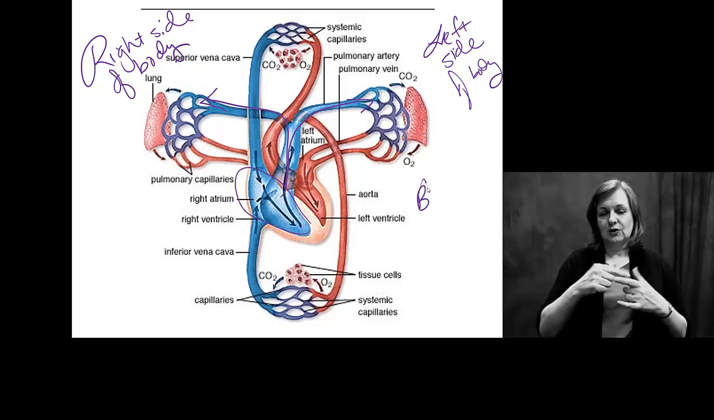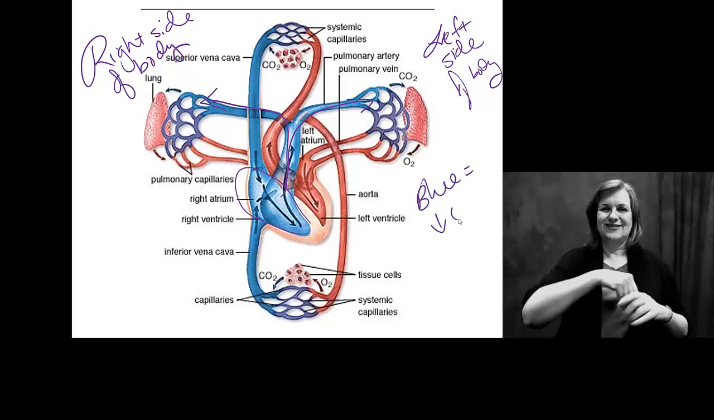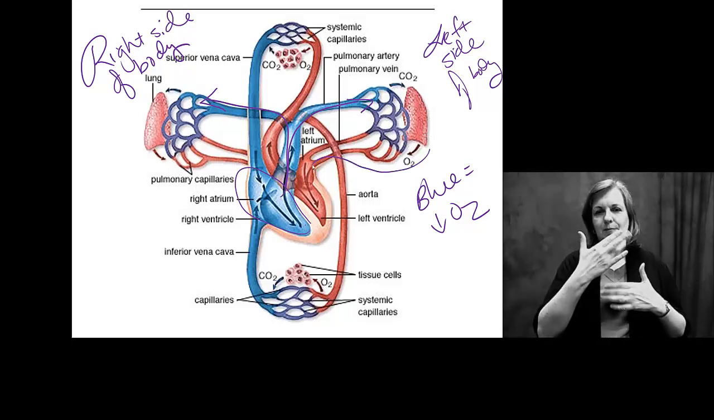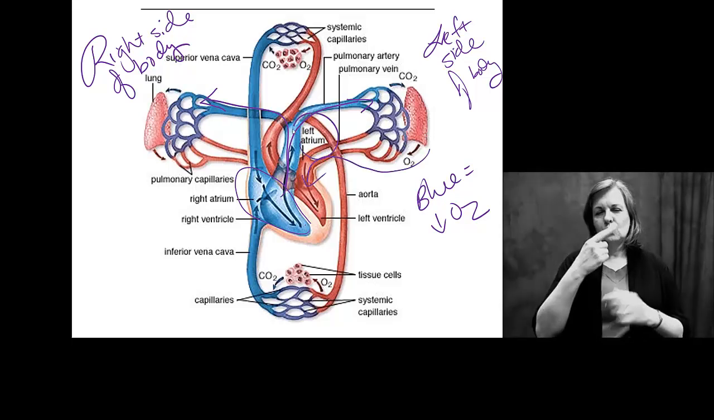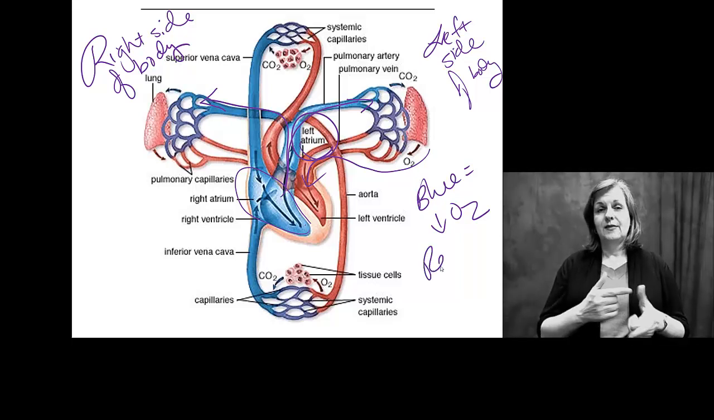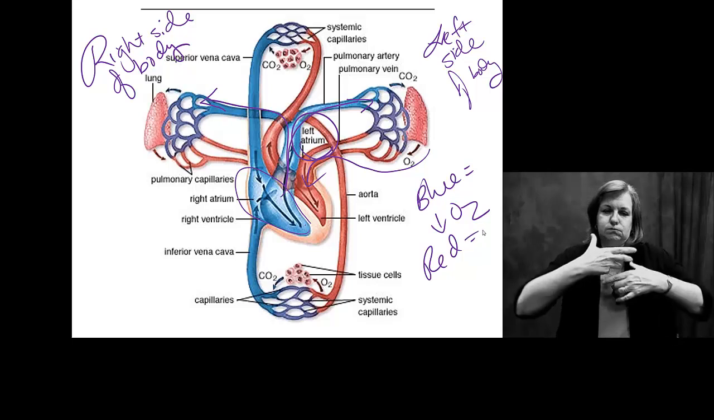It's blue, remember, because that equals low oxygen. And then we return to the heart. We return to the left side of the heart, bringing back highly oxygenated blood. Red equals high oxygen.